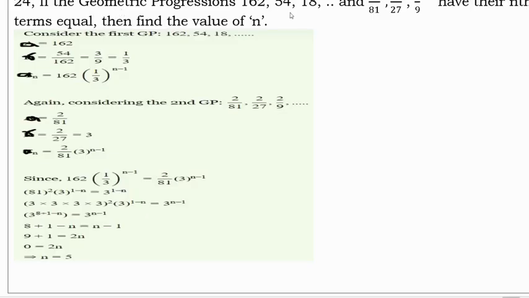If the geometric progressions 162, 54, 18 and 2 by 81, 2 by 27, 2 by 9 have their nth terms equal, then find the value of n. So go through the process, students. We will get the value of n as 5.